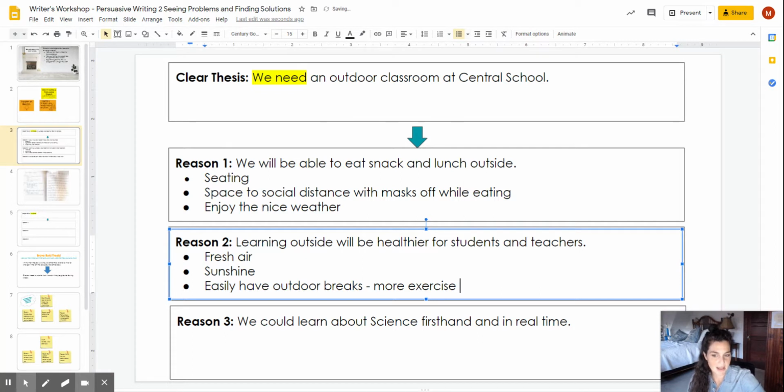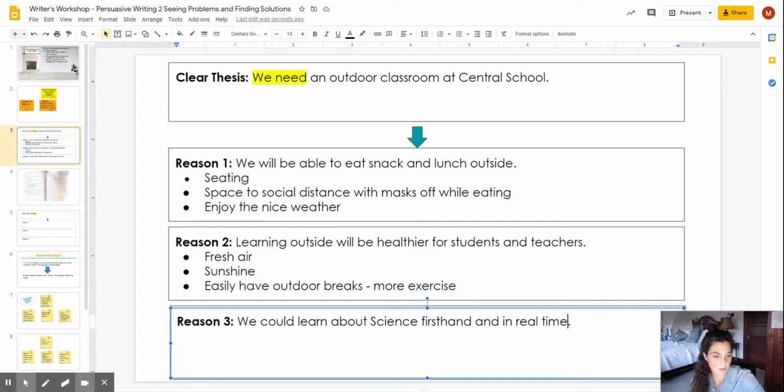Notice when I write my ideas under my reason, I'm not giving full sentences. I'm just writing some bullet points of things I might want to include when I write about being healthier. And then when we learn about science firsthand, right now we're learning about water and climate. We could look at the water and climate all around us. We also learn about structures of life, and that includes a whole study of seeds. And even now, not having an outdoor classroom, we actually do a hunt for seeds outside. But if we were outside already, we could just look at the world, the plants, the environment around us, and use that for our learning in the moment.